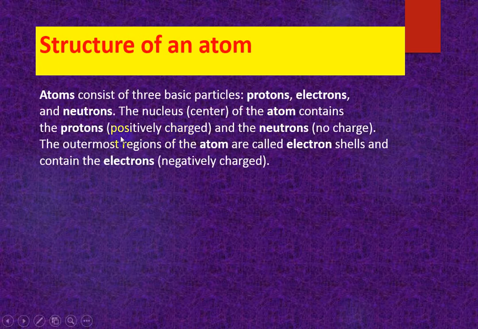Structure of the atom. An atom consists of 3 basic particles: protons, electrons, neutrons. The nucleus, the center of the atom, contains 2 particles: positively charged protons and uncharged neutrons. The outermost regions of the atom are called electron shells. They contain electrons. Electrons are negatively charged.